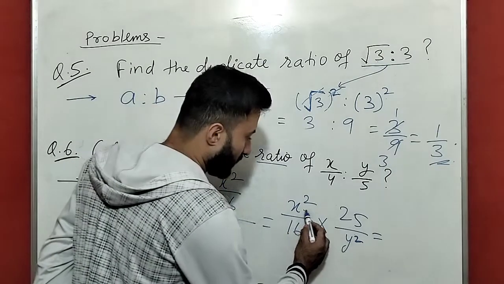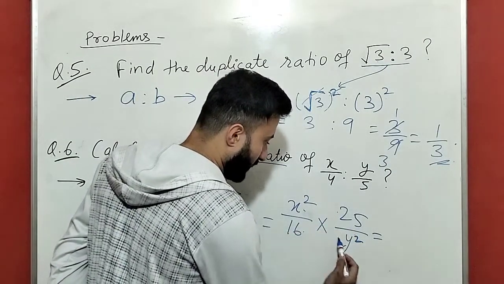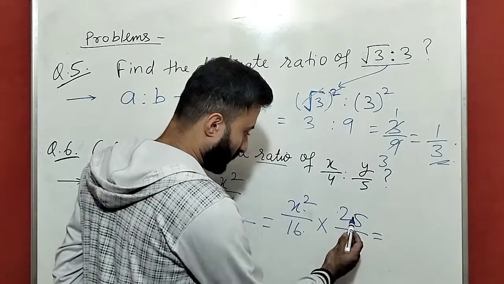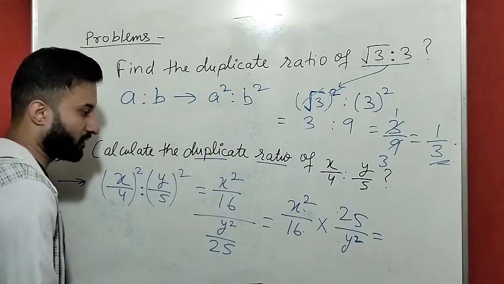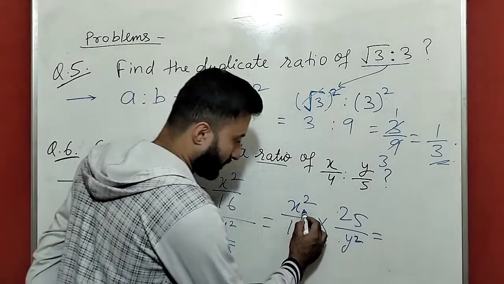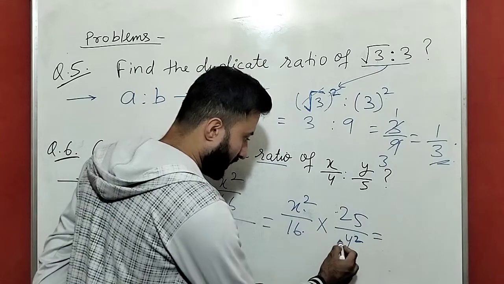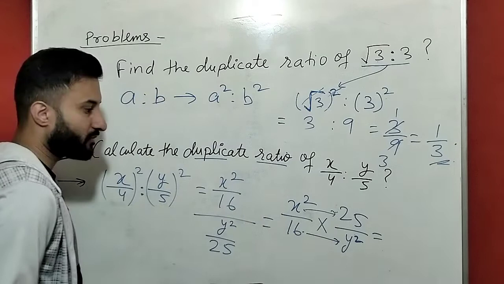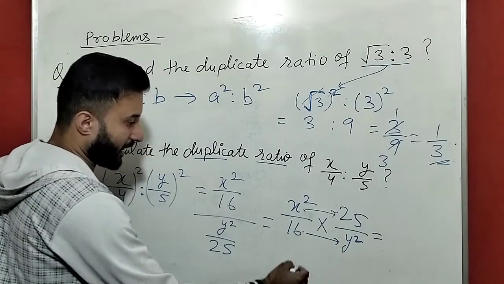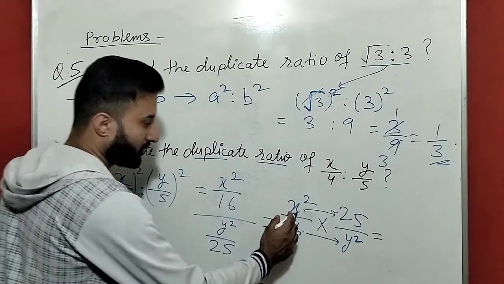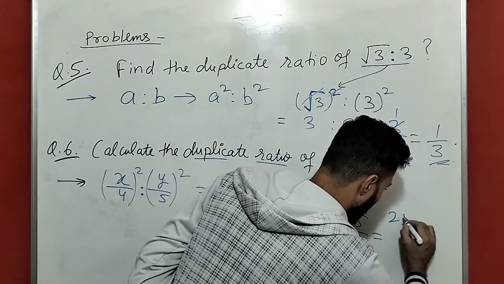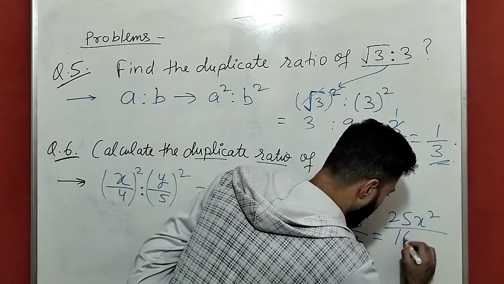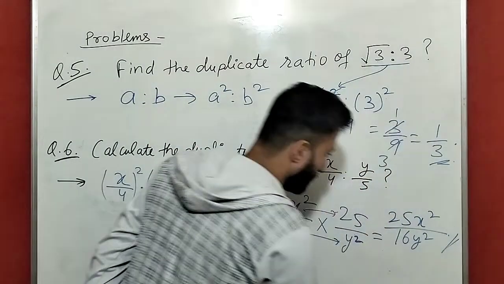Now in multiplication we multiply numerator with numerator, denominator with denominator. Before multiplying, we check whether anything cancels. x square and y square, no chance; 25 and 16, no chance. So x square into 25 becomes 25x square, divided by 16 into y square, which is 16y square. So this is the answer.